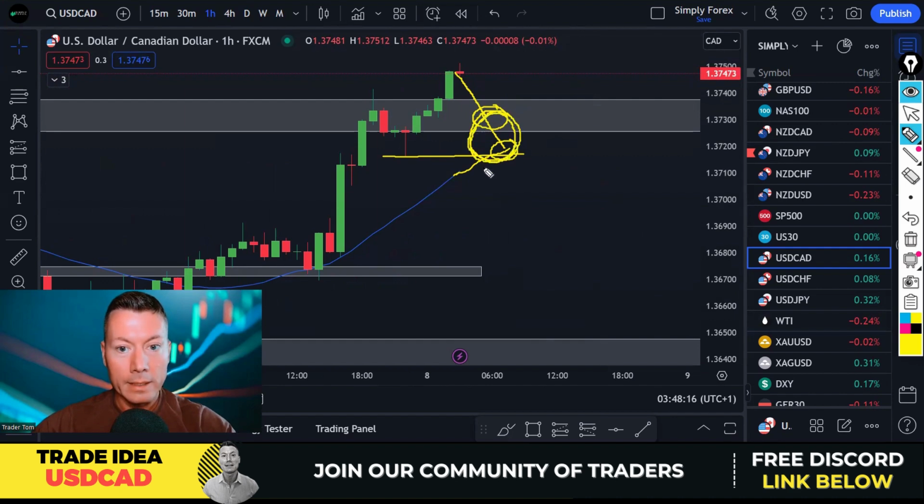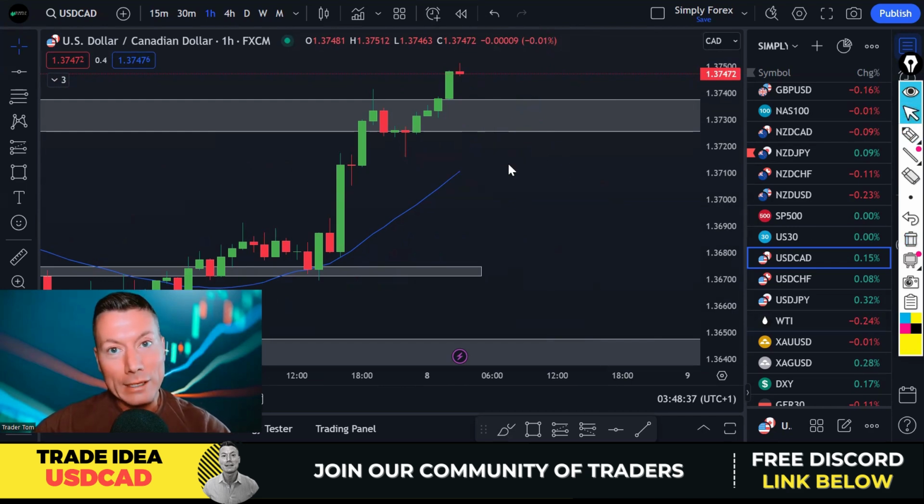Okay, if it starts breaking this low, I'm not interested. But if price retraces into this vicinity somewhere, perhaps down to here, moving average 20 catches up, we get a bullish reaction, I will then start buying US dollar, Canadian dollar. All right, guys, so those are my 3 trade ideas.